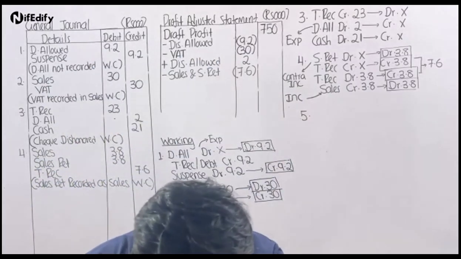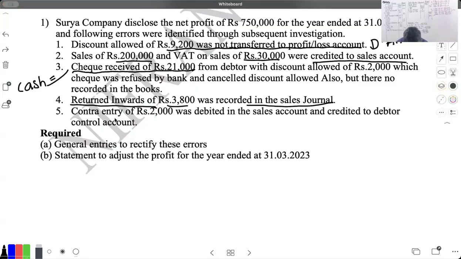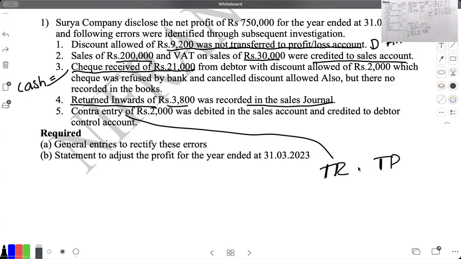That's the last adjustment we have to do. Contra entry 2000 was debited in the sales account and credited to the debtor account. You know what a contra entry is, right? Trade receivable and trade payable are getting set off against each other. That is what we call contra.